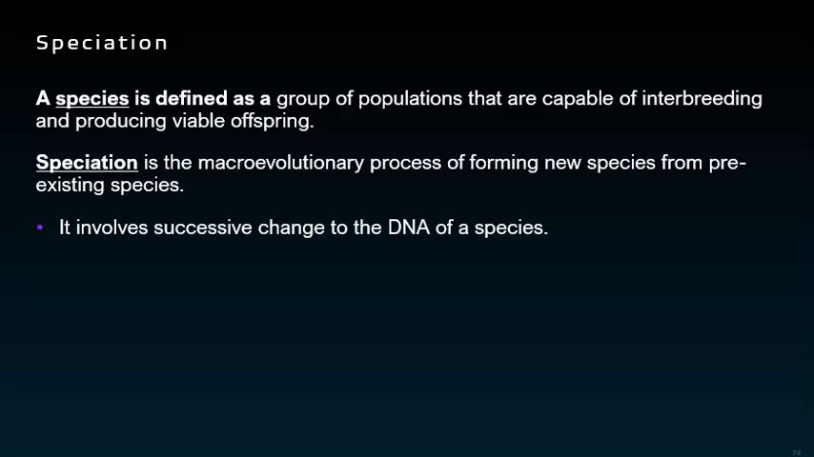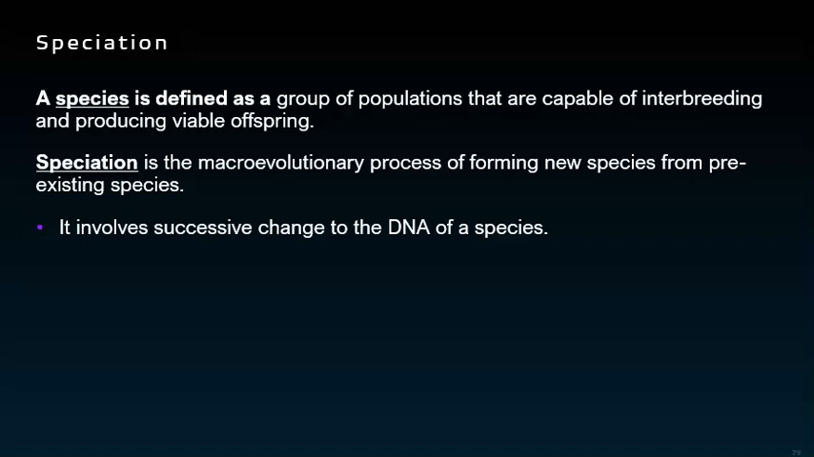A species, we talked about how it's defined as a group of populations that are capable of interbreeding and producing viable offspring. So it's not just can you produce offspring, are they viable? Will they be able to one day reproduce as well? And this was the example I gave you guys of the liger, where yes, a tiger and a lion can reproduce together and create a liger, but that liger is not viable offspring. It is not able to then mate and create offspring because of this. So that is what makes them separate species.